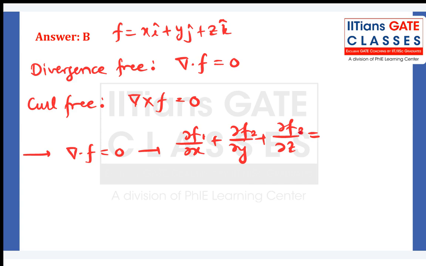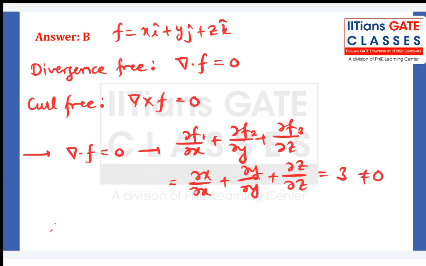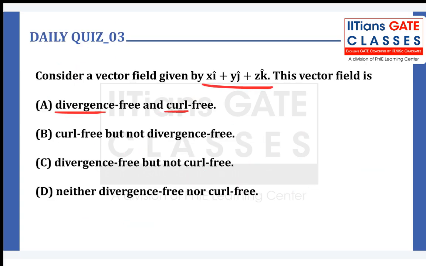Okay. So here this will be del x by del x, this will be del y by del y, this will be del z by del z. So all this will be 1 plus 1 plus 1, which is 3. So this is not equal to 0. Therefore, f, your vector field, is not divergence free. That is the first thing. So this option is not correct. This option is also not correct. So the answer will be amongst B and D.